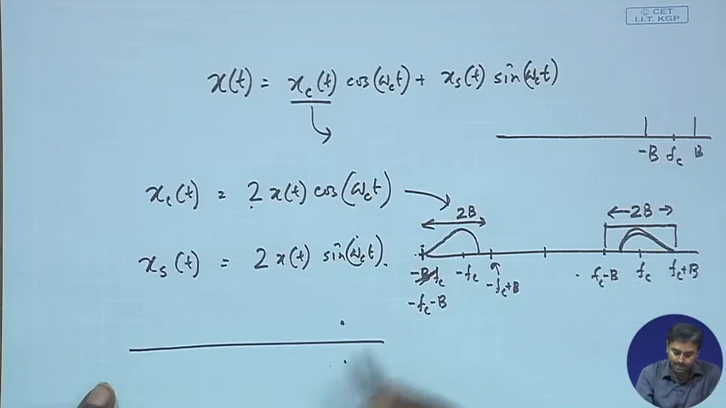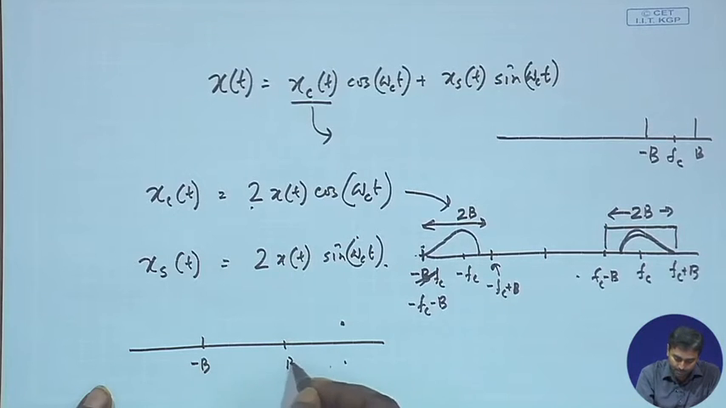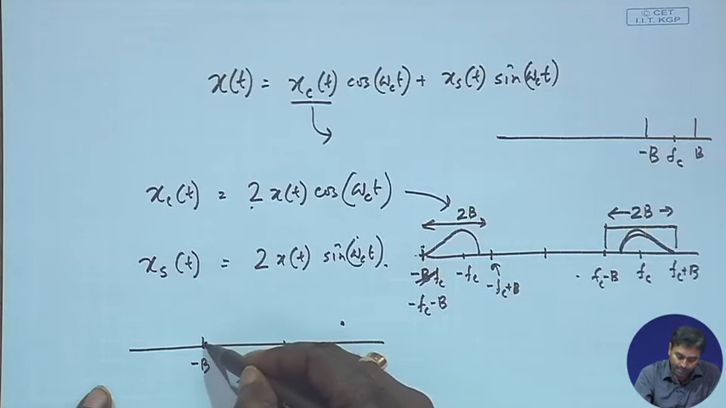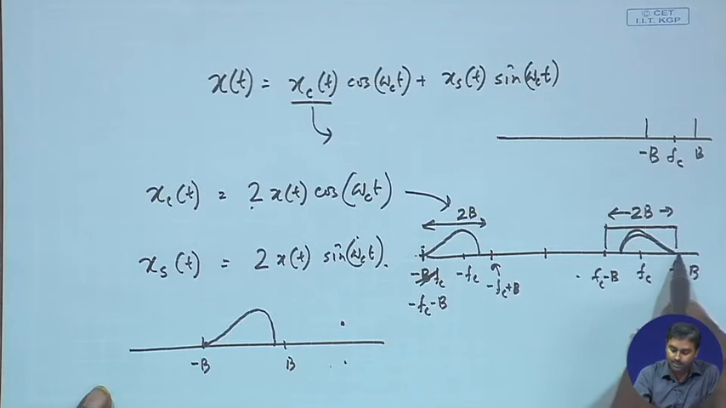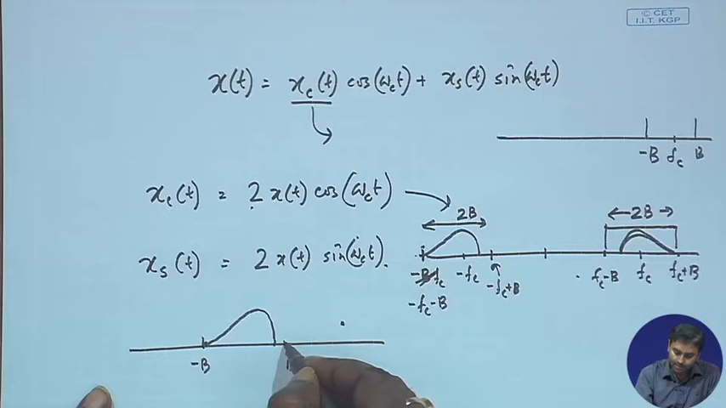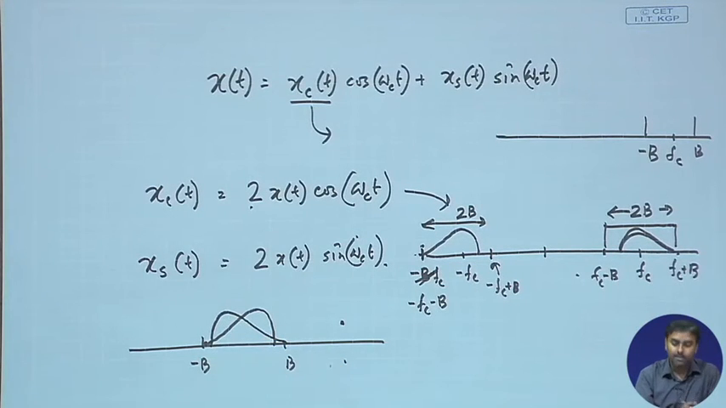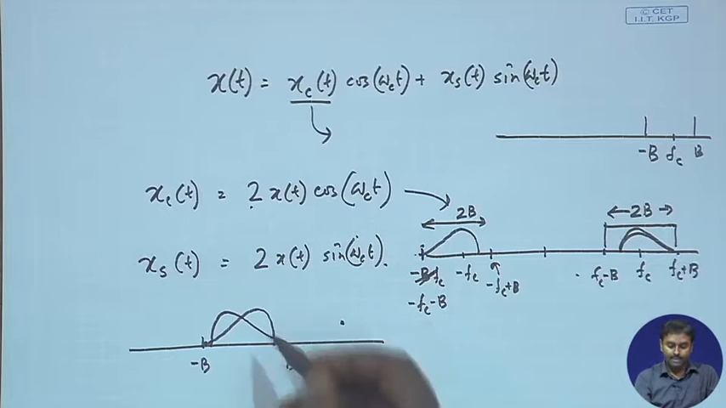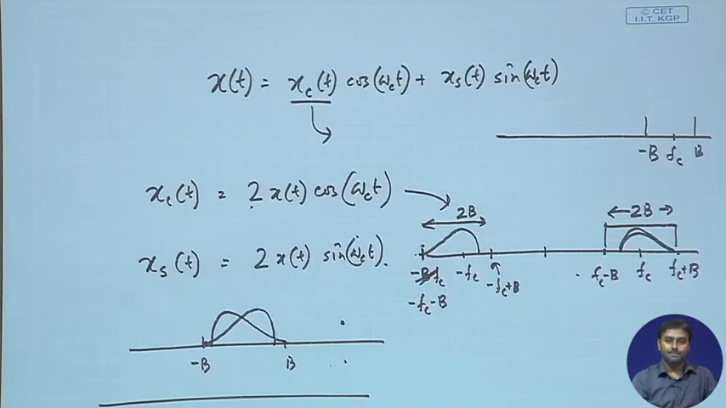So, what will remain over here at the center is something like this. From minus b to plus b, this particular pattern will be repeated, and from this to this particular pattern will be repeated, right. It is the addition of these two which will be the xc.